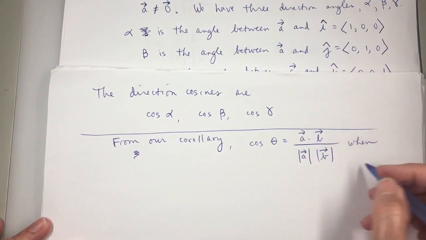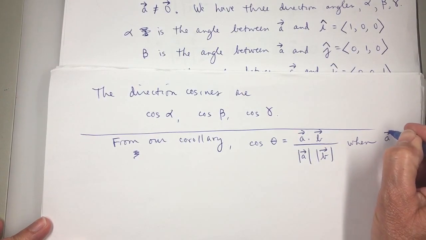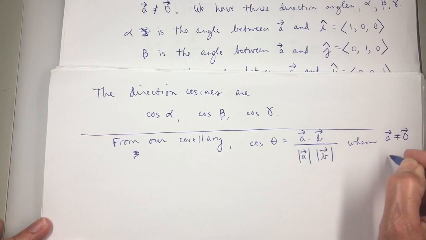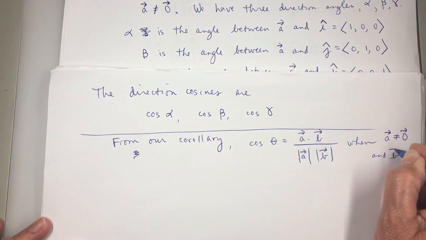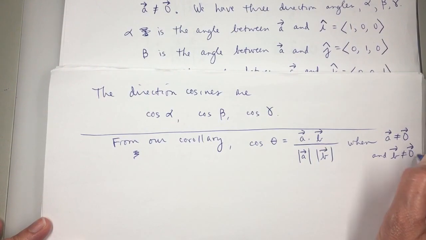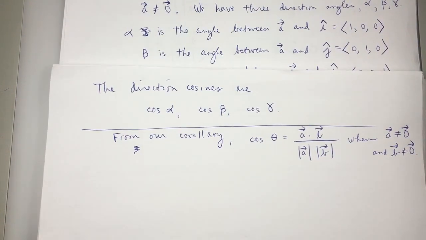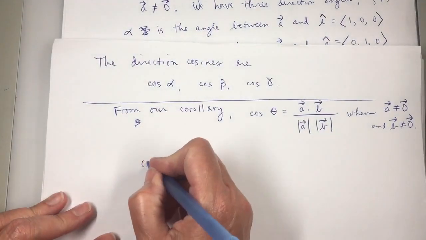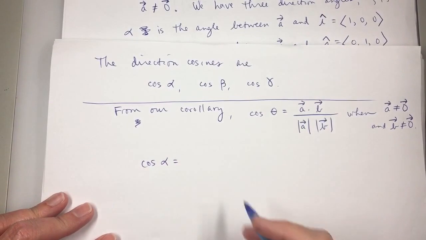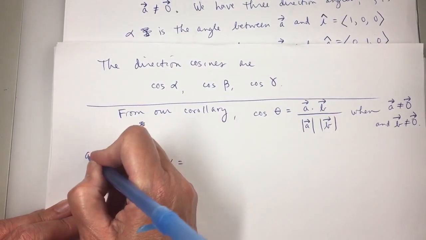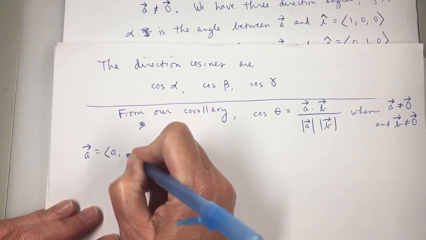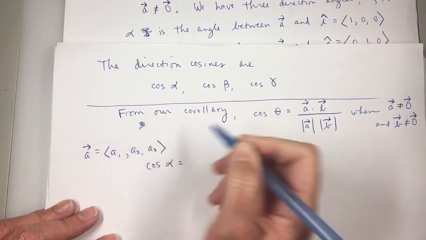Let me write that: when vector A is not the zero vector, and vector B is not the zero vector. From this, I can find cosine alpha, cosine beta, cosine gamma, because we're talking about the specific direction angle. So the cosine of alpha, let's say we have A back to A1, A2, A3.